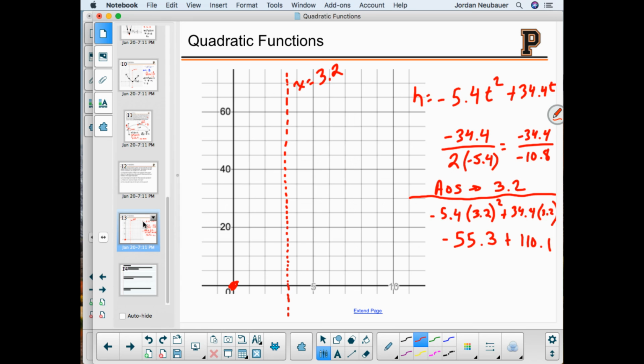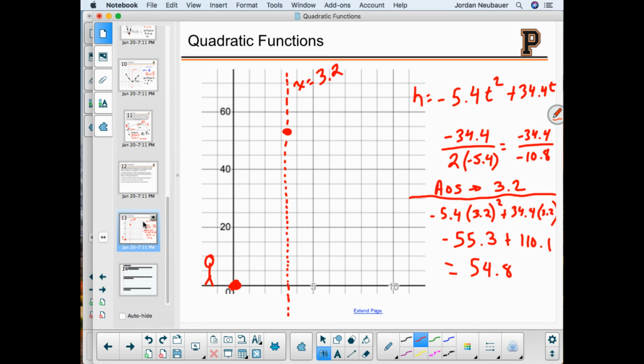Now just do the math here. 110.1 plus negative 55.3 gets us a height of about 54.8 feet. All right, so this golf ball, and we got our golfer guy down here, he's got his club, he's hitting his golf ball. It's going to reach its max height at 54.8 feet. So here's 40, 45, 50, and 4.8 is going to be about here. So it starts off here.